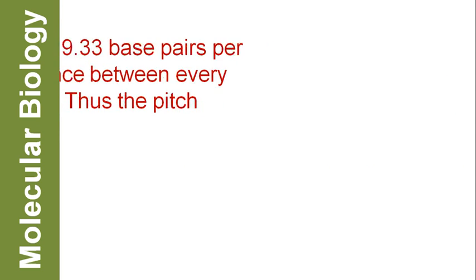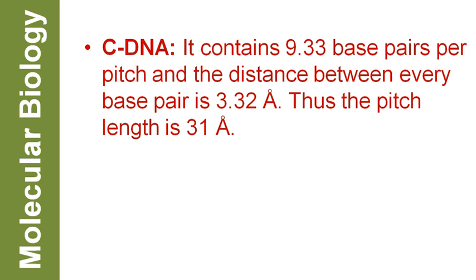That is, the sodium, potassium and other salts are at lower concentration. The third one is C-DNA. It contains 9.33 base pairs per pitch, and the distance between every base pair is 3.32 angstrom. Thus, the pitch length is 31 angstrom only.